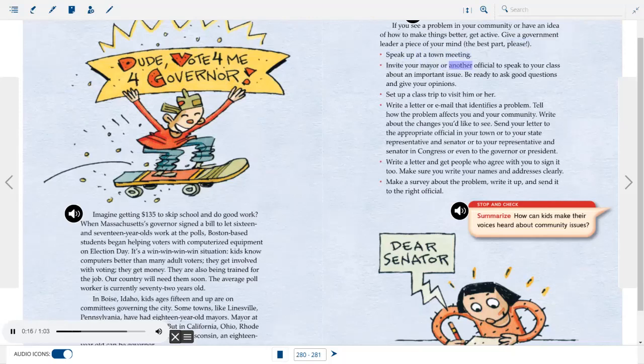Invite your mayor or another official to speak to your class about an important issue. Be ready to ask good questions and give your opinions. Set up a class trip to visit him or her.